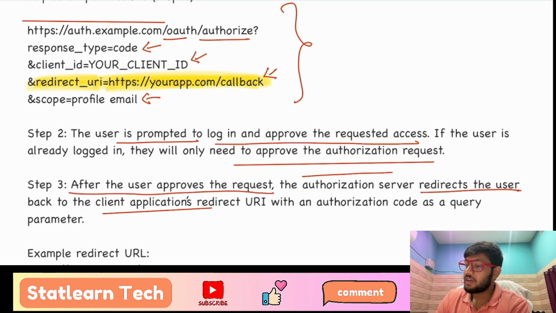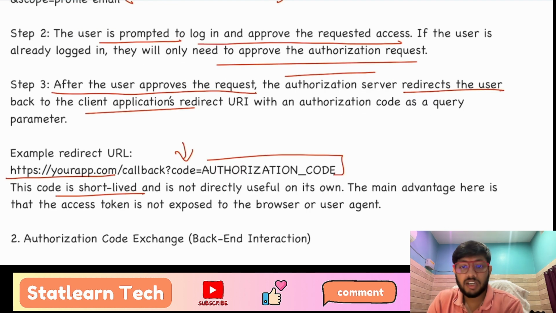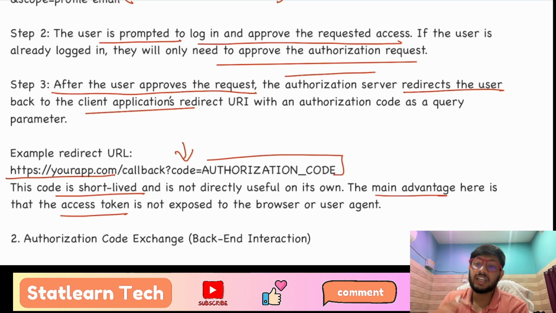Now, for example, this is your application which you gave as your callback URL or redirect URL. Now, when the Google server, or the authorization server, redirects it, it will also send the code in the query parameter. And this is your authorization code. And what is the advantage of it? See, the main advantage is the access token was not directly given in a browser. So anyone who is trying to hack into your system or trying to intercept your network will not get the actual access token.